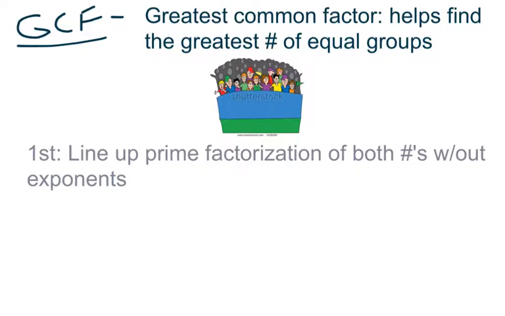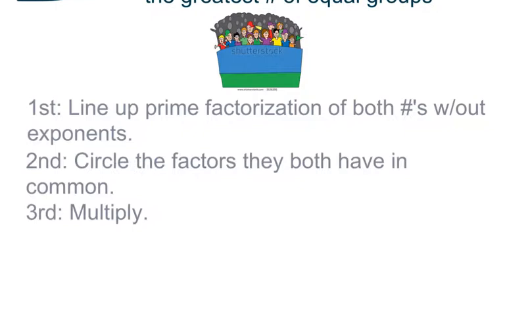So the first thing we'll do is line up the prime factorization of both of the numbers, or if we had 3 numbers, without using exponents. And you can use exponents, it's just easier if you don't. That way you can see the unique factors. And then the second step is we want to circle the factors they both have in common. And then after we've circled those factors, we want to multiply them together, the ones that they have in common.